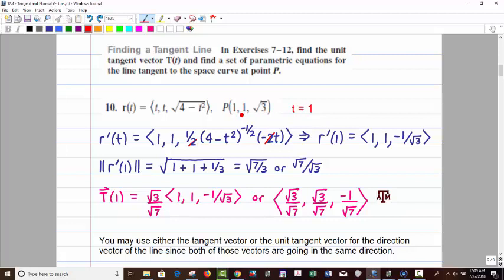So the first two derivatives are super simple. They'd be 1 and 1. Here you got to use a little chain rule. Bring the 1/2 down, makes that t to the negative 1/2, 4 minus t squared to the negative 1/2. And then the derivative of the inside will be minus 2t. So if you put 1 in there, r prime of 1 would be 1, 1, negative 1 over root 3.